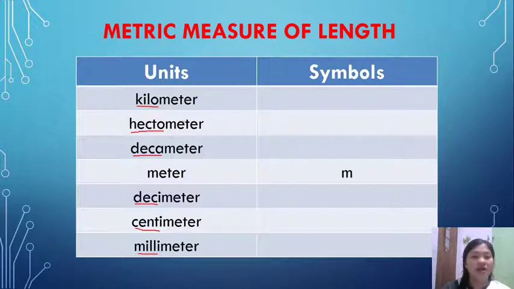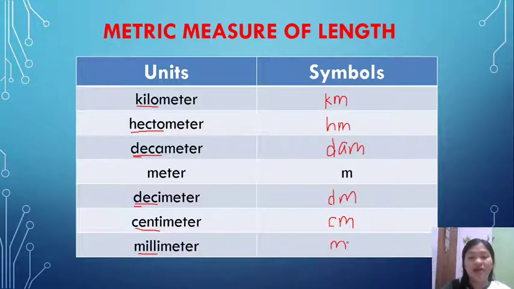Okay, and for kilometer, we are going to use the symbol. So let us take the first letter of the prefix kilo. So that's K, and just put M. So KM means kilometer. So we're going to do the same with hectometer. Hectometer is HM. And then decameter, since we have two units which start with letter D, we use DA for deca. Okay? And then meter is M. And then for decimeter, you have DM. And for centimeter, you have CM. And lastly, for millimeter, you have MM.